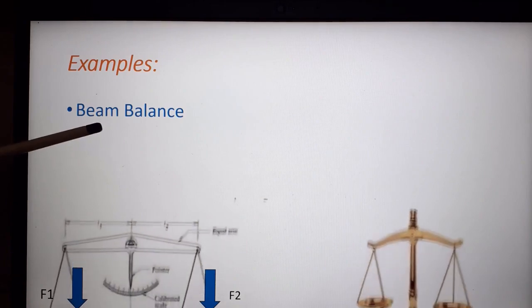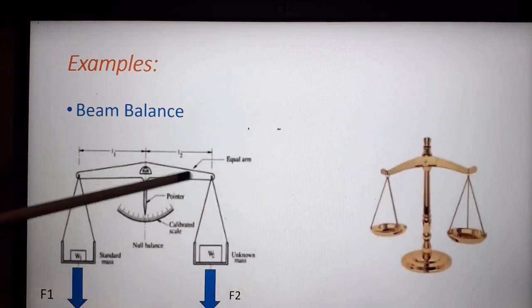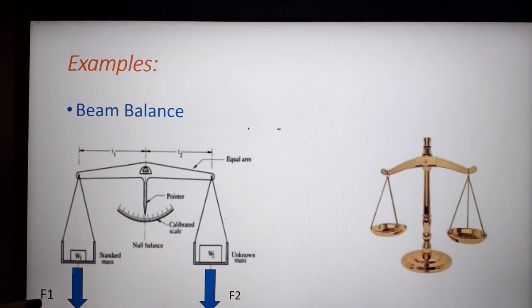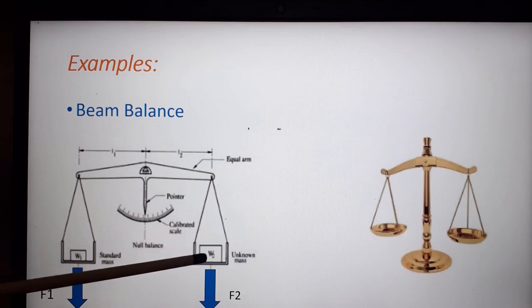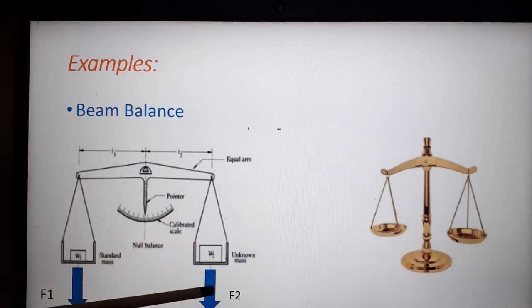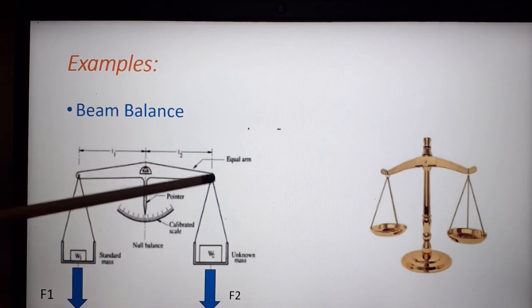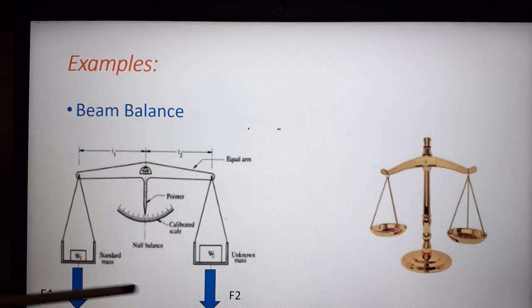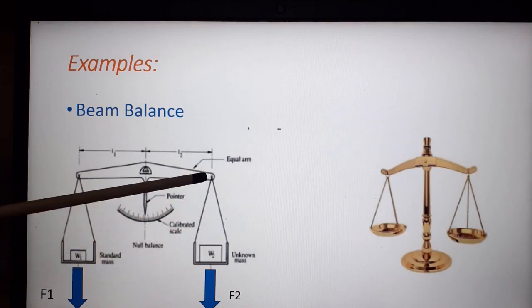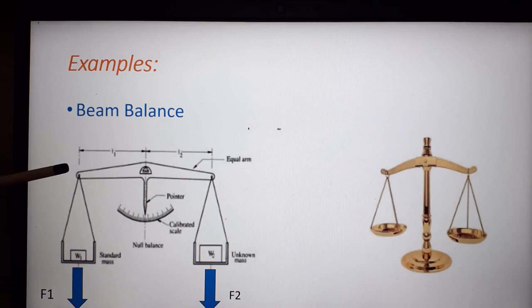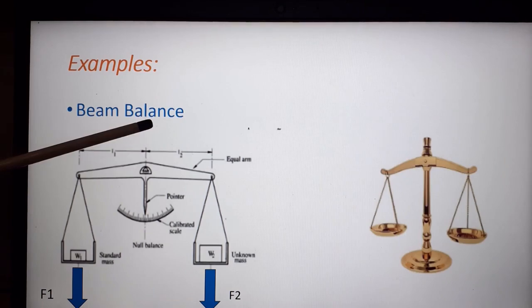Next example is a beam balance. On this beam, we are applying force F1 by keeping the standard mass. This F1 force produces anti-clockwise moment, and right pan we are putting some unknown mass here which is applying force F2 on this beam. This F2 produces clockwise moment, right? If this anti-clockwise and clockwise moments are equal, the beam will be in balanced position, right? So if forces are same, we will get beam in static equilibrium.